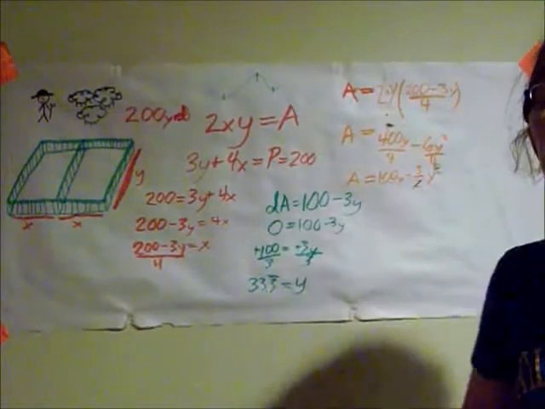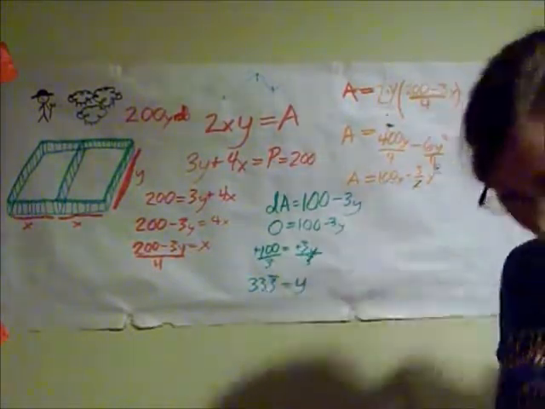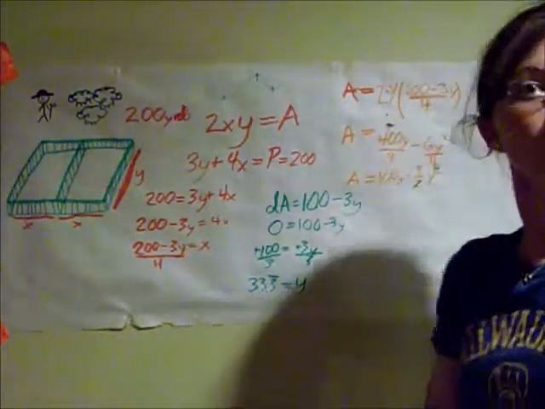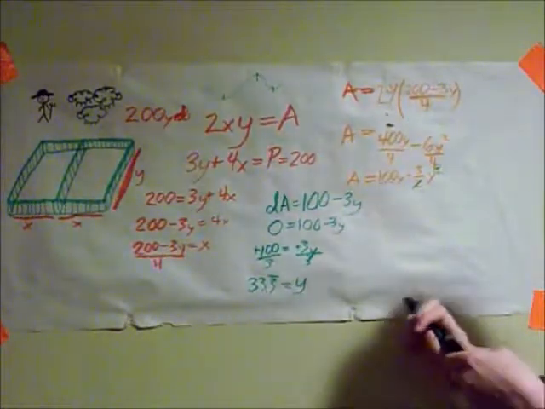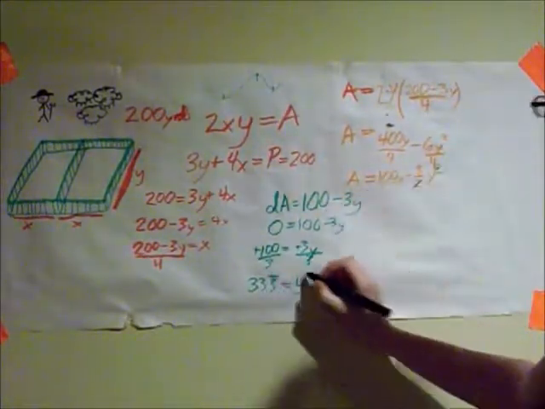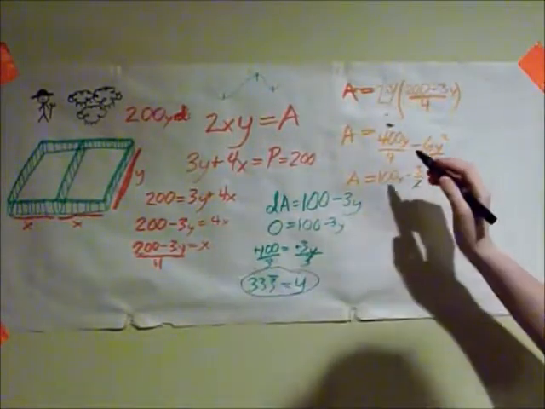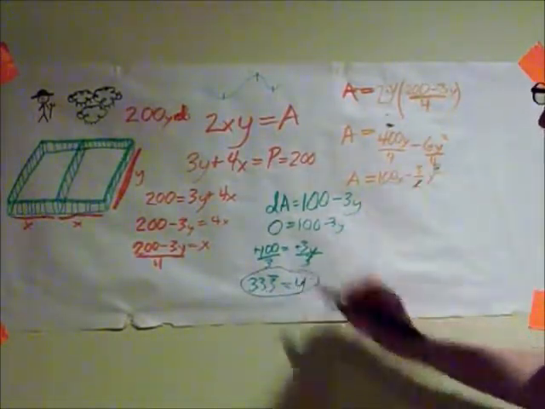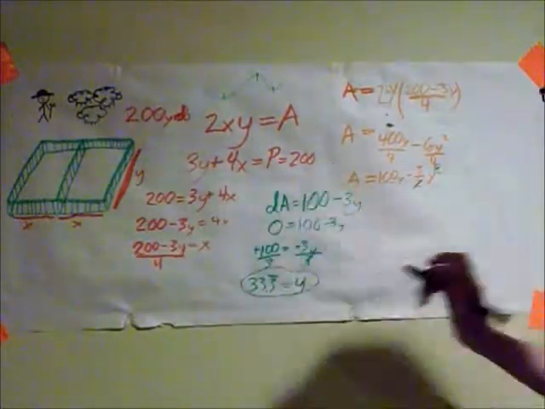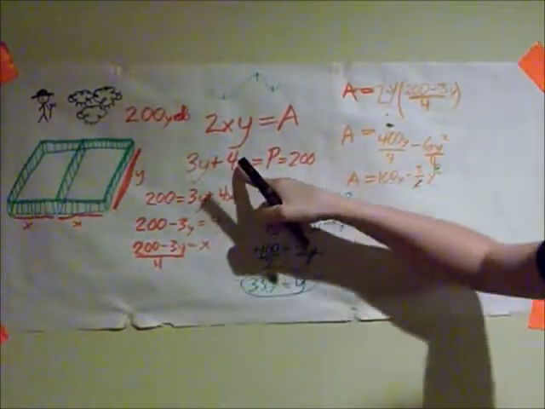Now what we're going to do is find x. I'm going to switch colors again. I'm going to black this time. Classy. So we have y, and now we need to find x. So we're going to plug this y into the perimeter equation, because then we'll just be left with the x variable.